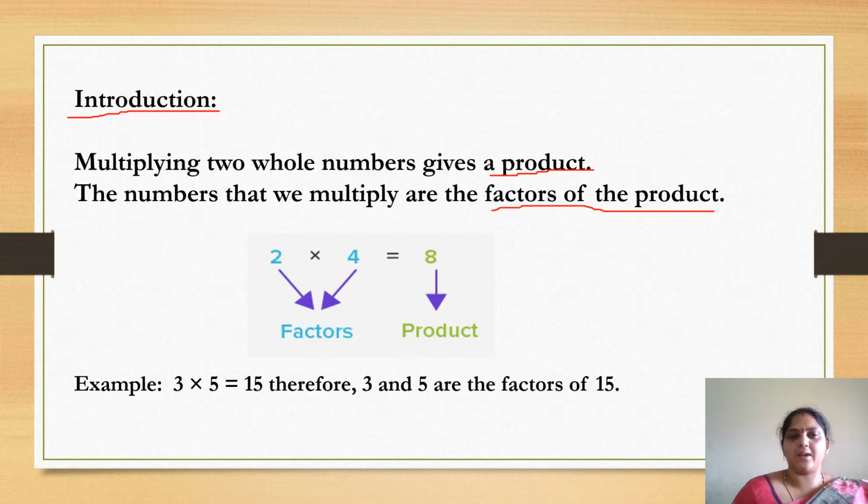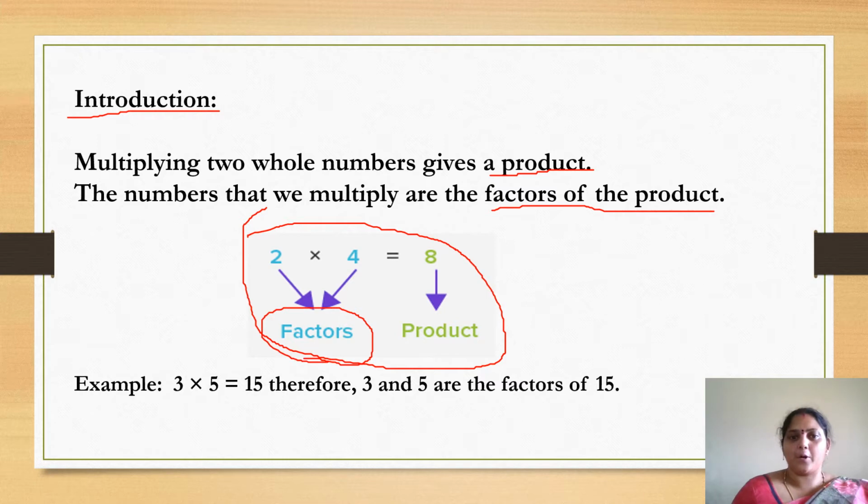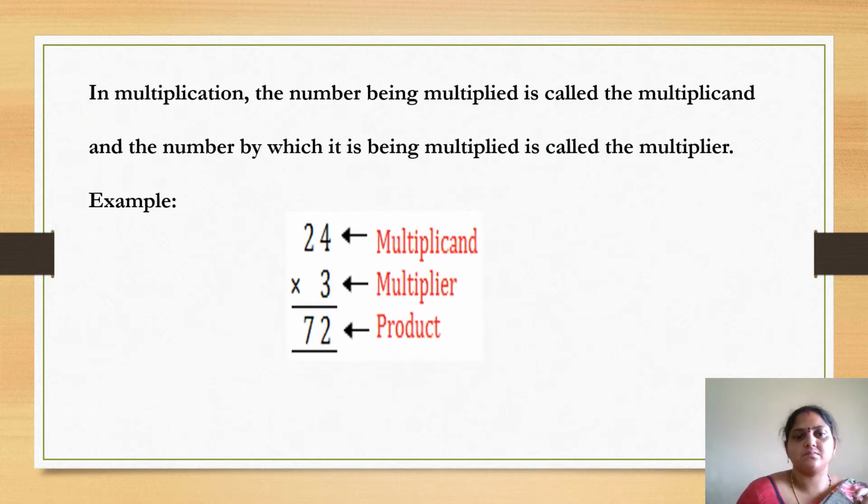Here I have taken one example and that example is 2 into 4 and 8 is my product. 2 and 4 are our factors and 8 is my product. In the same way, one more example I have taken, 3 into 5, and my product is 15. Here 3 and 5 are the factors and 15 is my product. This is how we are going to identify what are factors and what is product.